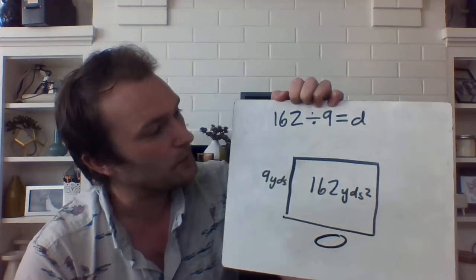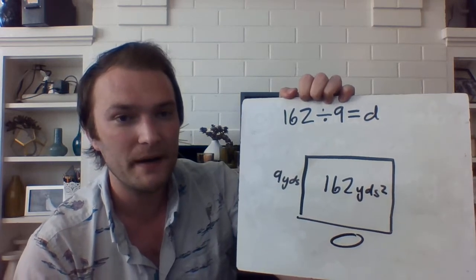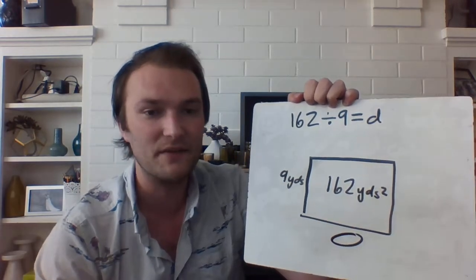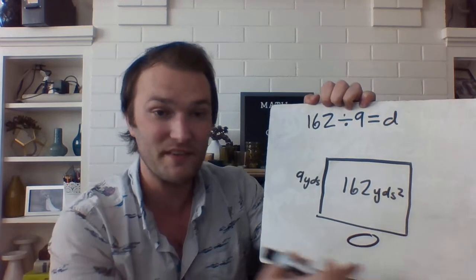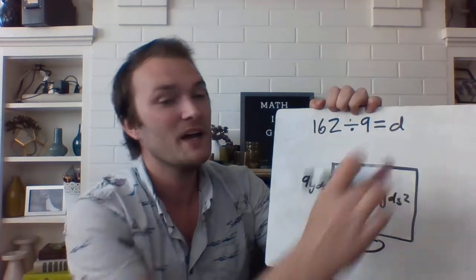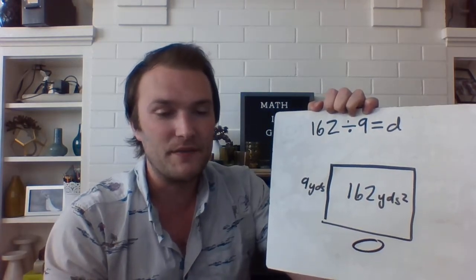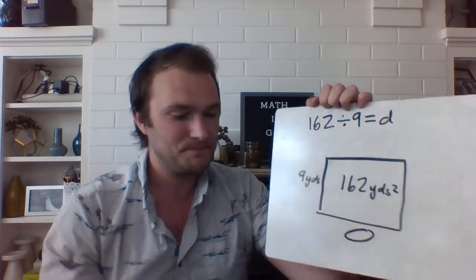162 divided by 9 equals, and then I'm going to write a D after that equals sign. 162 divided by 9 equals D, and that D is going to stand for dimension. I'm trying to find what this dimension is right here. Remember, we can use letters when we're trying to figure out an unknown.